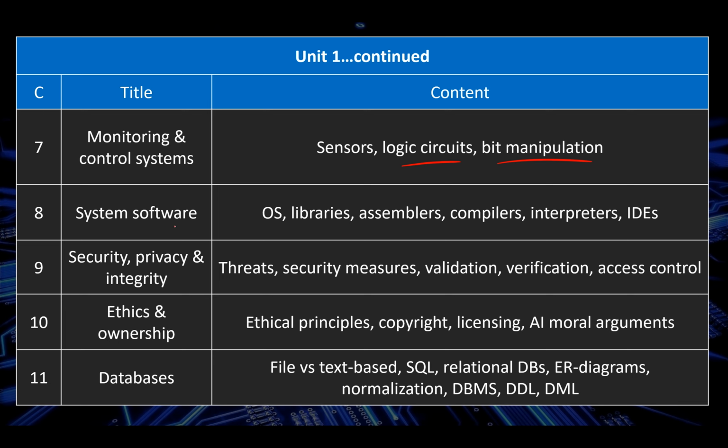Then 8, it's going to be system software, so we're going to look at operating systems. We're going to look at program libraries, so this can be static and dynamic libraries. Again, we're going to look at assemblers, converting from assembly into machine code. Compilers, so this will be from a high-level language. If we look at the ones on A level, that's going to be Java and Visual Basic. So going from a high-level language to machine code.